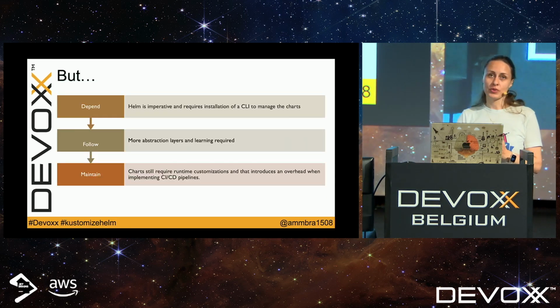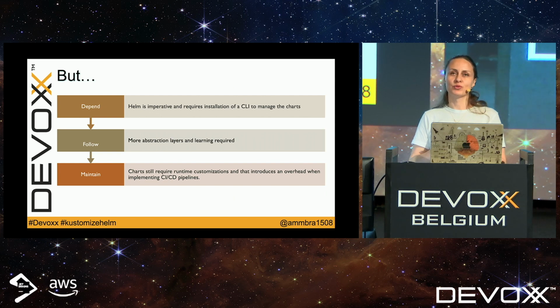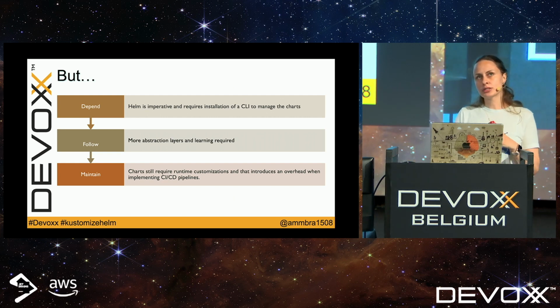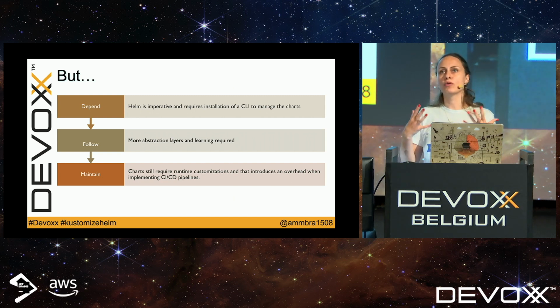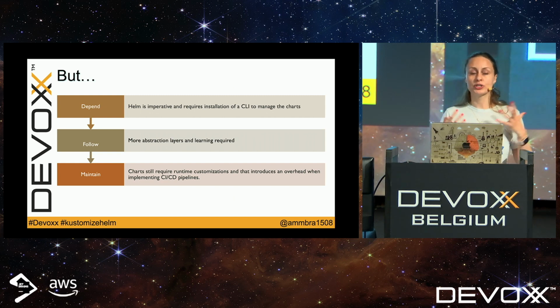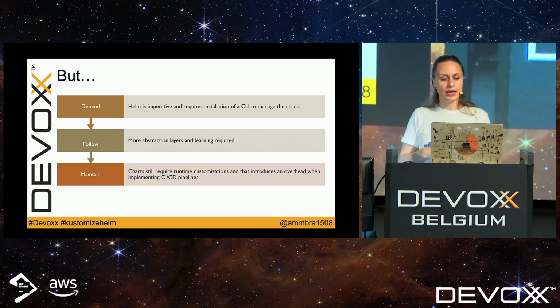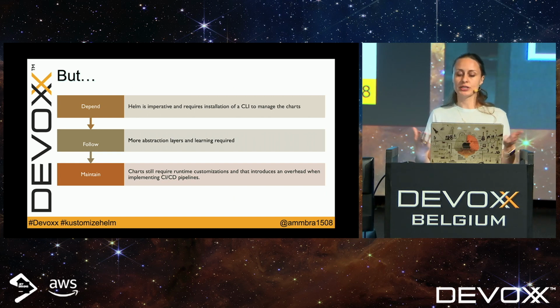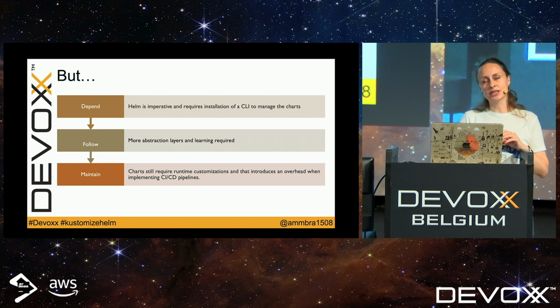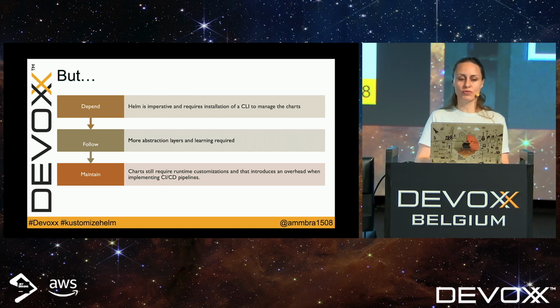What is not so great with Helm? Well, Helm is imperative mostly. It's not declarative like Kubernetes and requires installation of a CLI in order to manage the charts. So you always depend on that CLI. In time, it will be very difficult to manage all the templates, follow all the customization, and add all the functions within your charts. And of course, there is some difficulty when there are runtime customizations, and that's an overhead for the CI/CD pipelines most of the time. That's something that people, including myself, have seen over time when using Helm intensively.